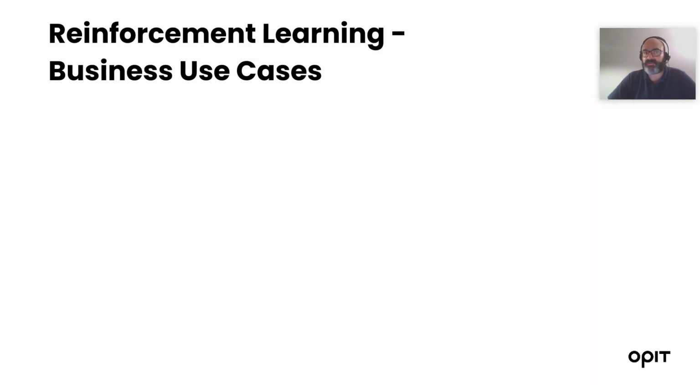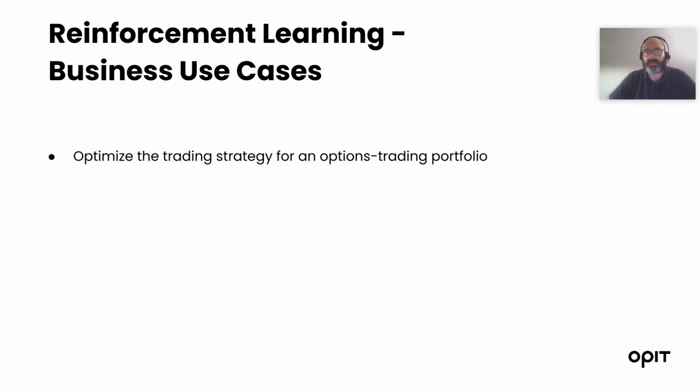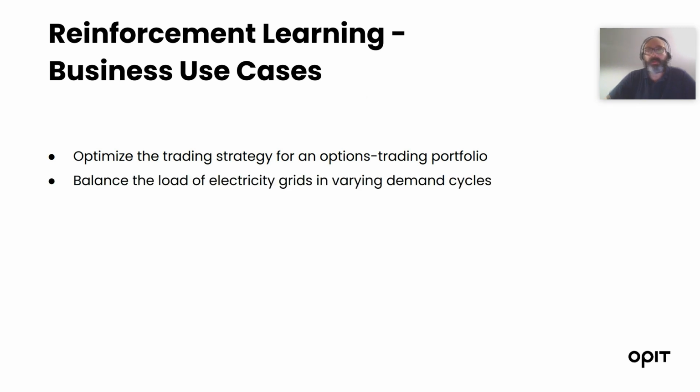What are the business use cases for reinforcement learning? One very important business case is to optimize the trading strategy for an option trading portfolio, the stock market, very important. Another application is to balance the load of electricity grids based on the different demand cycles during night, day, winter, summer. We can also stock and pick inventory using robots, an application that is very well used, for example, by Amazon.